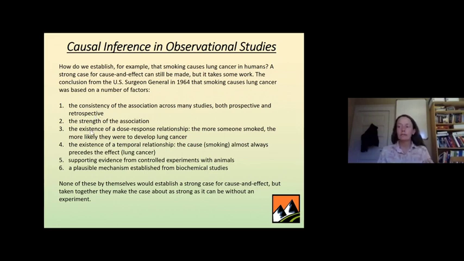Then there is the strength of the association, and the existence of a dose response, that is, the more someone smoked, the more likely they were to develop cancer. There's the existence of a temporal relationship, that is, that smoking almost always preceded lung cancer, supporting evidence from controlled experiments with animals, and also a plausible biological mechanism that was established from biochemical studies.